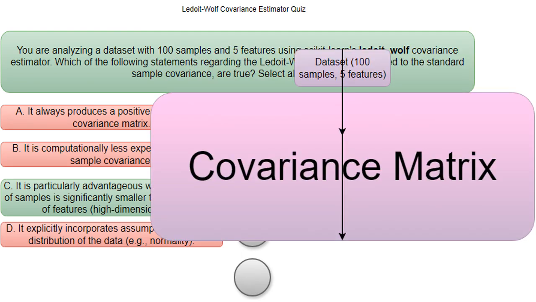This is a table that shows the relationships between the different features in your dataset. Each entry in the table shows how much 2 features change together. A large value means the 2 features are strongly related. A small value or 0 means there is weak or no relationship. The Ledoit-Wolf estimator helps us get a better, more reliable estimate of this table, especially in high-dimensional data.